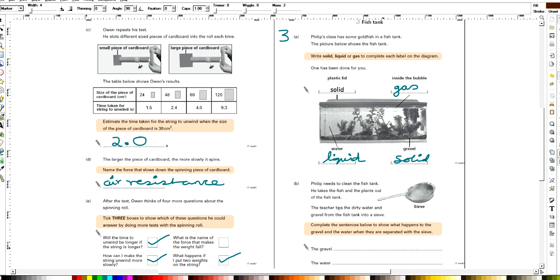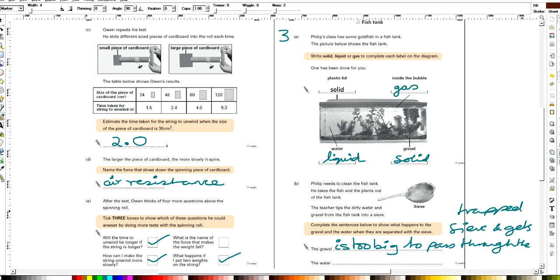So let's start off with Zainab. Now, what happens to the gravel in respect to the sieve? How do they interact? So the gravel gets what? Stays in the sieve. How is that? So the gravel is too big, okay, to pass through and gets trapped. It's too big to pass through the sieve, and gets trapped. Okay, trapped.